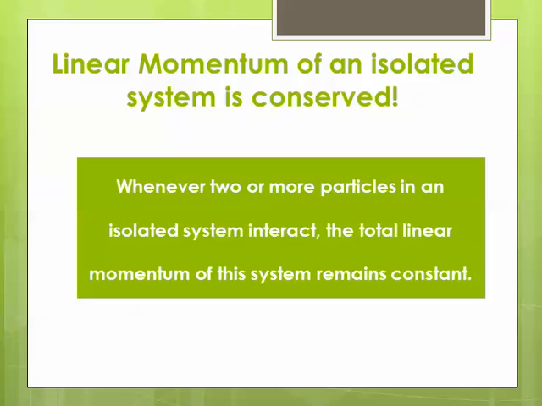It remains constant. The total linear momentum is the sum of the linear momentum of all objects. So if I've got two particles, I need to sum up the linear momentum of these two particles, and I know that the total linear momentum is always the same. It doesn't change. This is the principle of the conservation of linear momentum. The linear momentum of an isolated system is conserved.